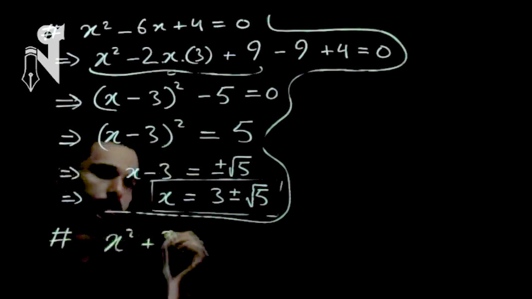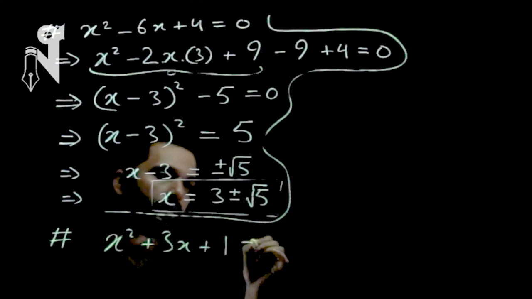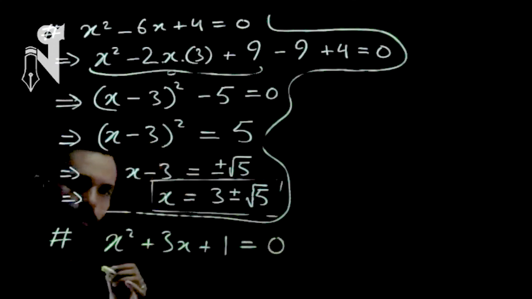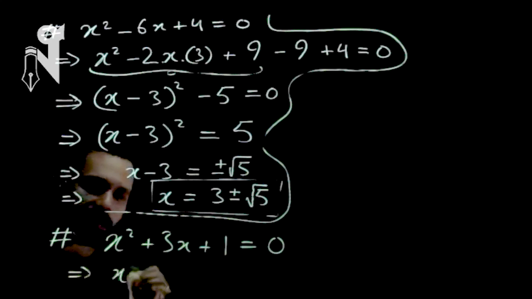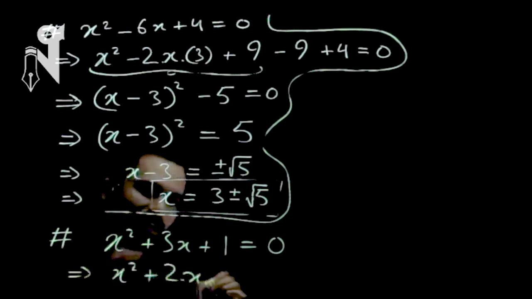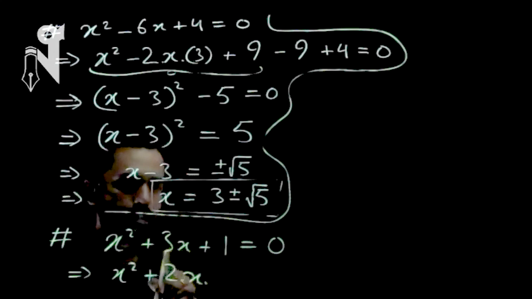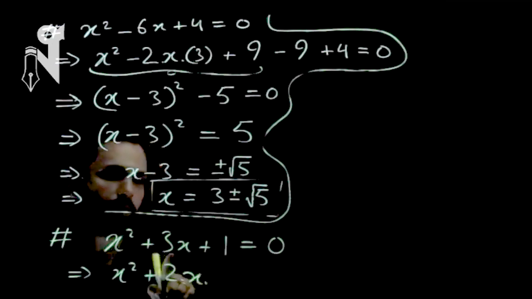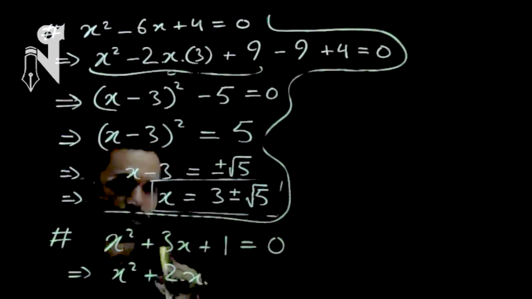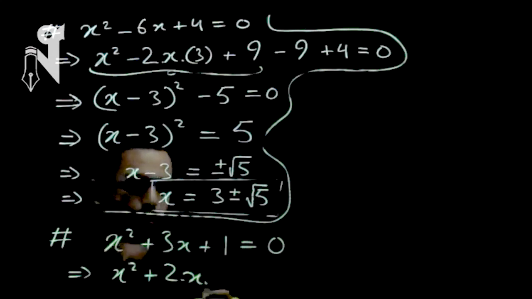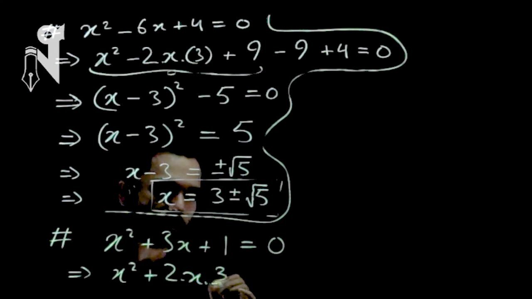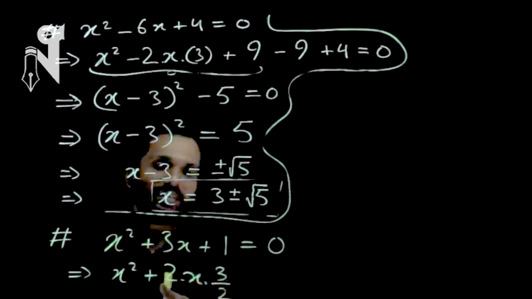x square plus 3x plus 1 equal to 0. Now again, to fit in the formula of (a plus b) the whole square, I'll blindly write x square plus 2 into x into something, and then I look up and say, oh my god, 2 into x into a fraction can make it 3x. So this thing is a fraction, otherwise it won't work. But that doesn't mean I'm not going to write my 2x. 2x is in the formula of (a plus b) the whole square. So 2 into x into 3 by 2 makes this term same as 3x.